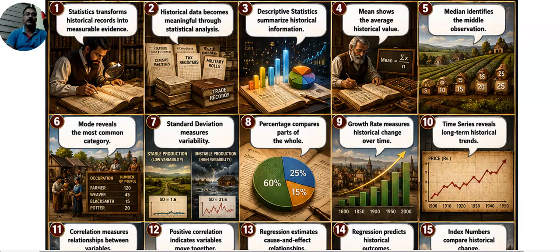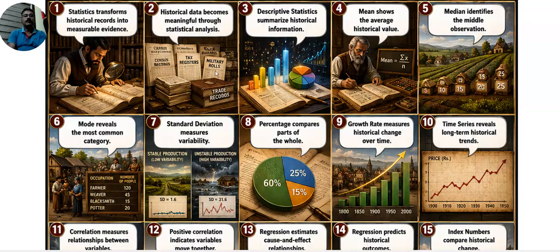Okay, so just let me first explain the diagram, because I feel that if we try to understand statistics in terms of a diagram, it will be good for the listeners and the scholar also. So I can start in this way. Statistics transforms historical records into measurable evidence. Historical data becomes meaningful through statistical analysis.